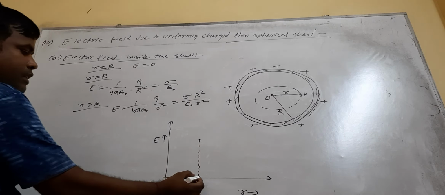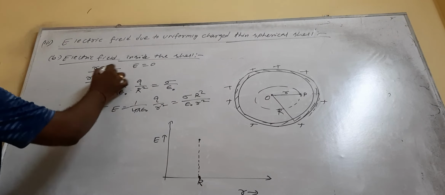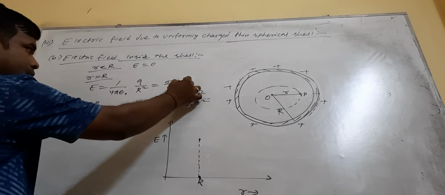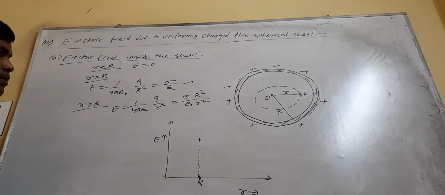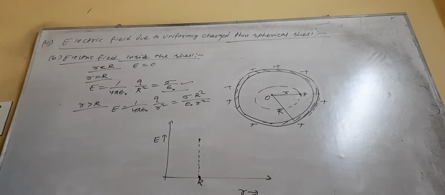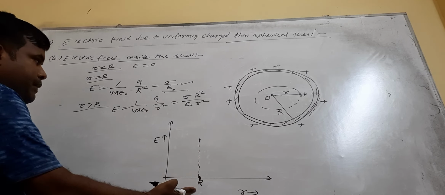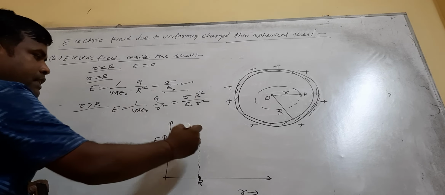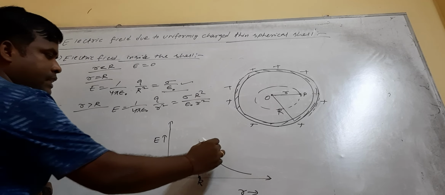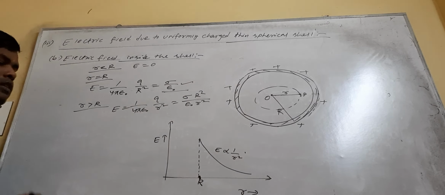So when r is less than capital R, the electric field is 0. When small r is equal to capital R, the electric field is sigma by epsilon 0, which is the maximum. Then after capital R, when small r is more than capital R, that is outside the shell, the field is inversely proportional to small r square. So the graph will be like this. The electric field is inversely proportional to small r square.